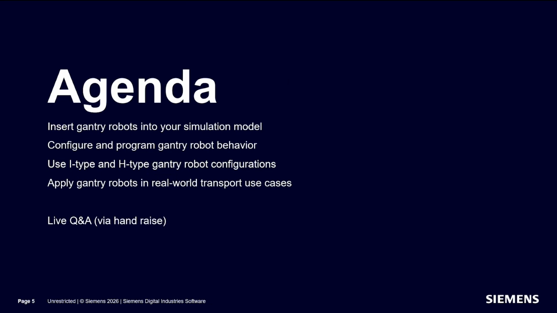So for the tutorial today, he is going to walk through a few big steps: inserting the gantry robots into your simulation model, configuring and programming the robot behavior, using I-type and H-type gantry robot configurations, and then applying the robots in real-world transport use cases.